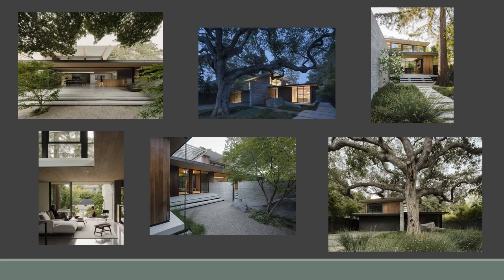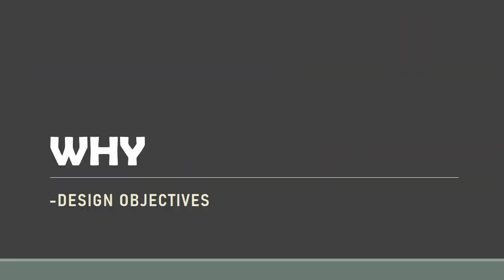These are a few images of the sanctuary house. As you can see, the oak trees and the structure lifted, and how the interior is merging with the architecture and the landscape. Now moving on to why, which are the design objectives. These are five objectives we got to know from each study in this past semester.